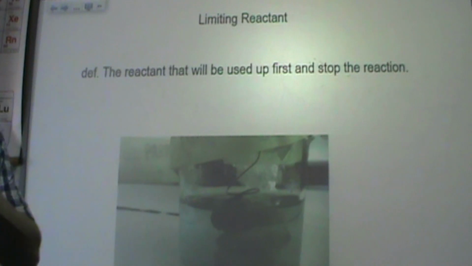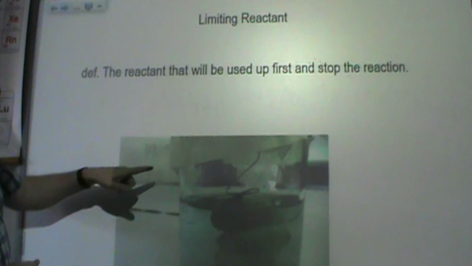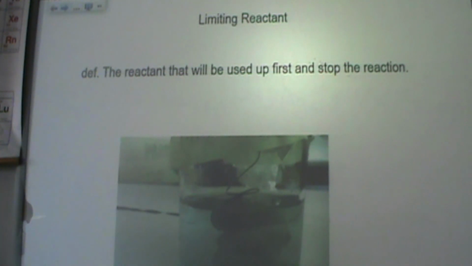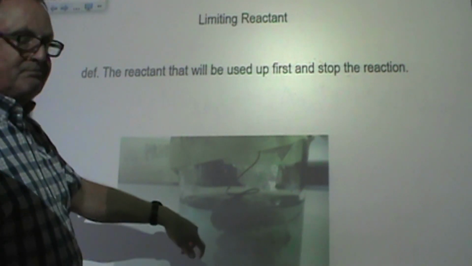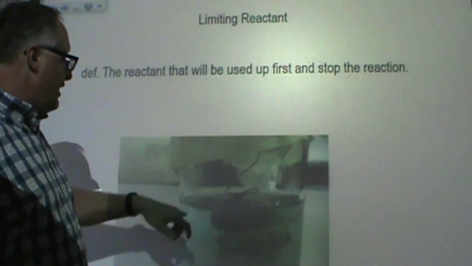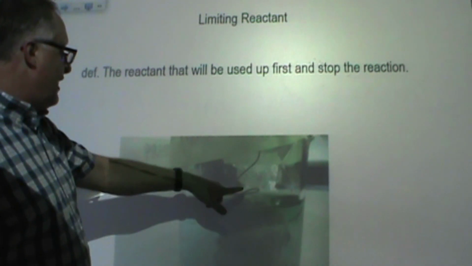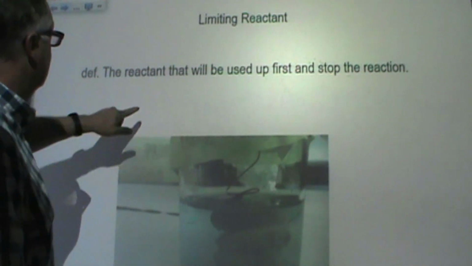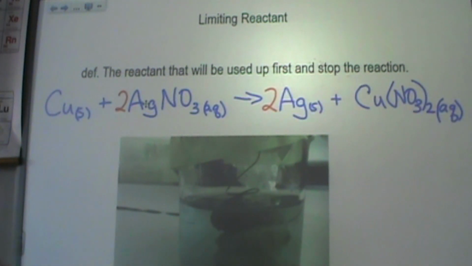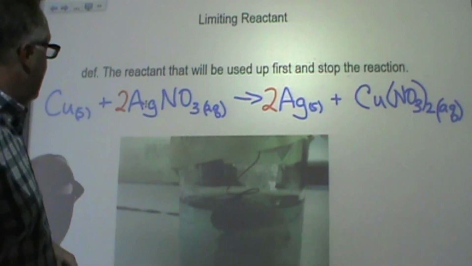Okay, so what is a limiting reactant? Limiting reactant is the reactant that will be used up first and stop the reaction. This is the reaction we did in a test tube. This is a picture of it being done in a beaker, a little larger scale. The copper wire is put into a clear aqueous solution of silver nitrate, and the silver part precipitates out and becomes a solid here, and the copper goes into solution, and that's why you see the copper nitrate has that bluish tinge. Here is the equation, and these are the two reactants.